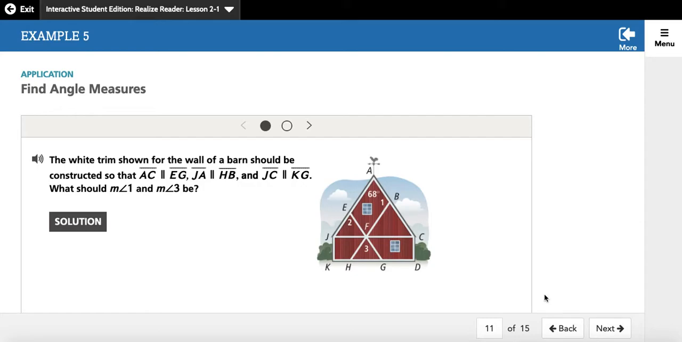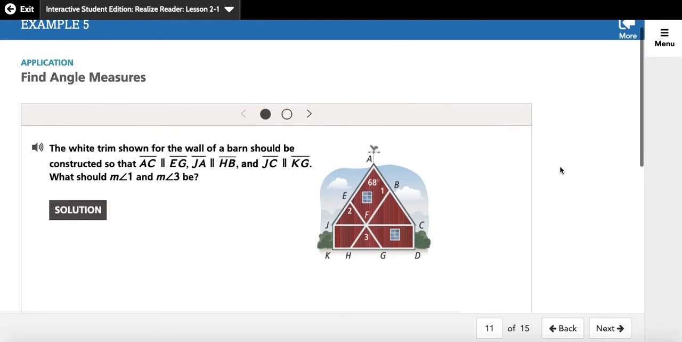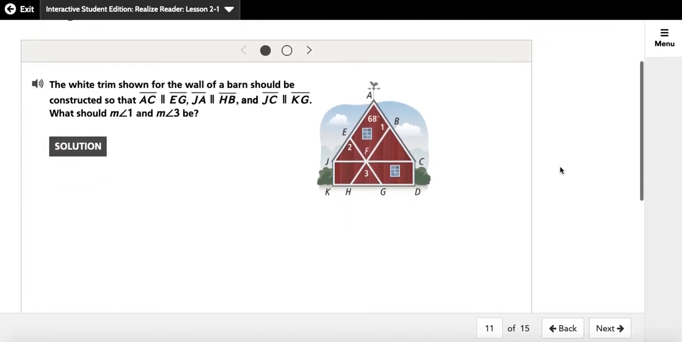Hello Geometry World. This is a video of example 5 for Geometry Topic 2, Lesson 1. Finding angle measures, where we actually get to apply what we've learned about corresponding, same side interior, and alternate exterior angles.